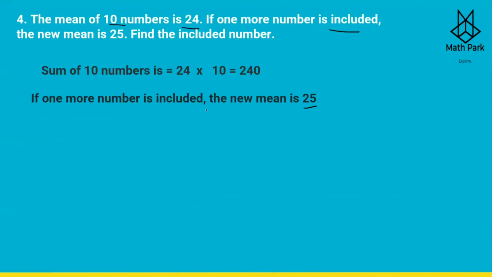Okay, so find the included number. If one more is included, the numbers become 10 plus 1, which is 11, and the mean becomes 25. So the sum of 11 numbers is now 25 into 11, which is 275.